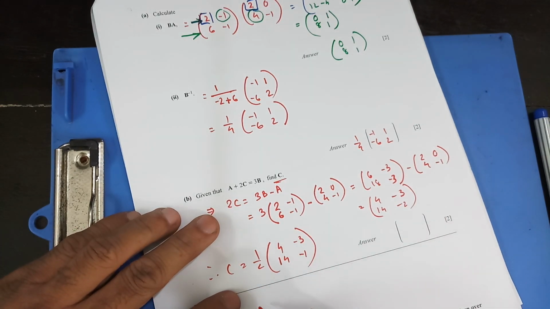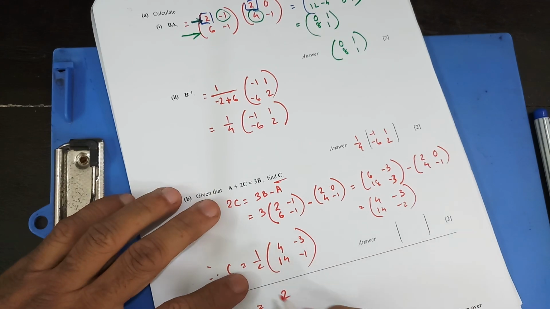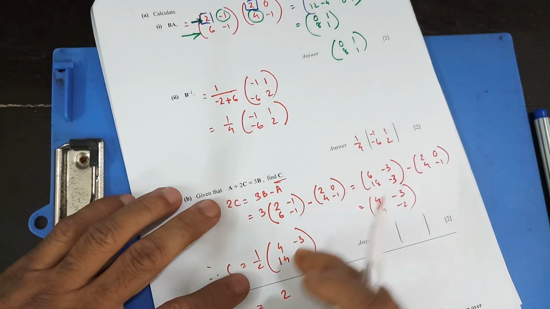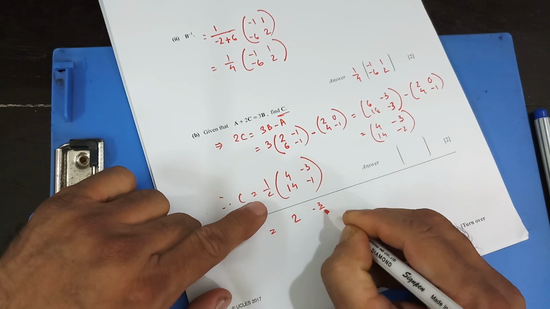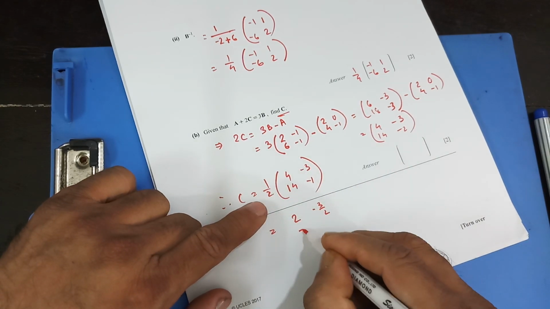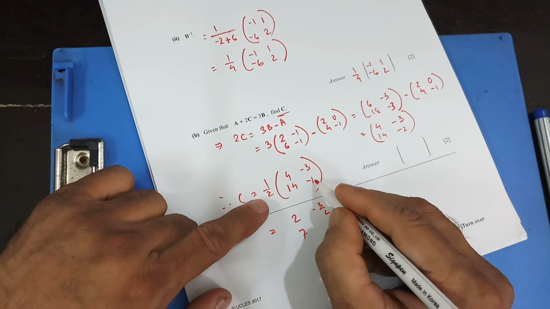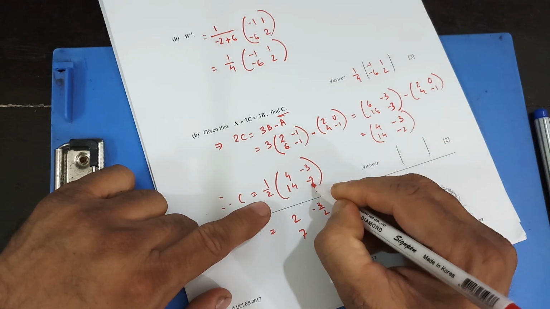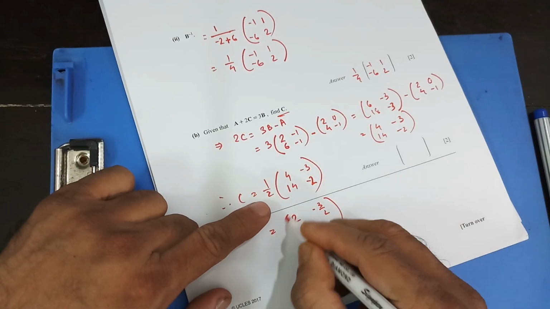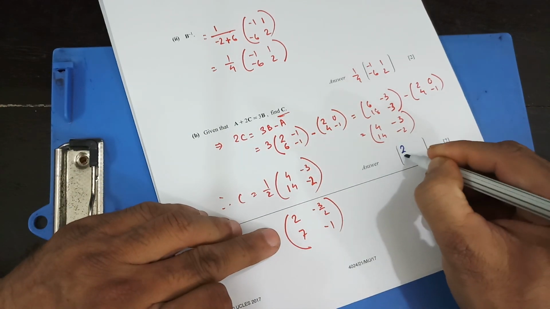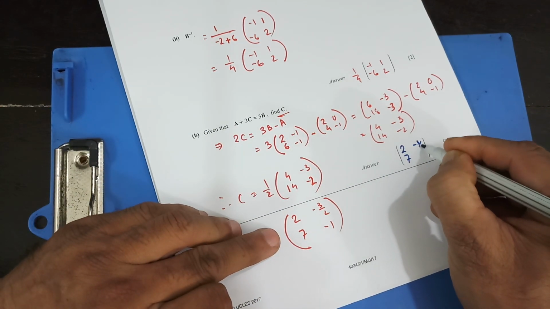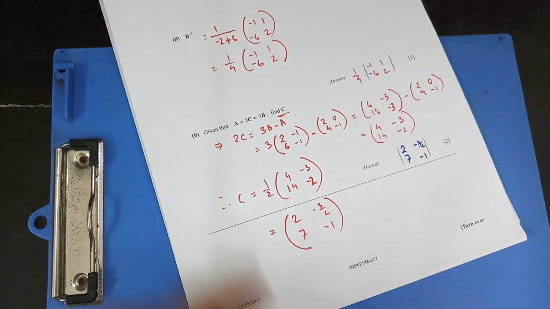I can keep it like that, or I can multiply that by 2. I didn't multiply here, but I'll show how it's going to end up if I multiply. Minus 3 by 2, 14 divided by 2 is 7, and that's going to be, oh sorry, that's 2. So that's going to be minus 1. Okay, so my final answer should be 2, 7, minus 3 by 2, minus 1.